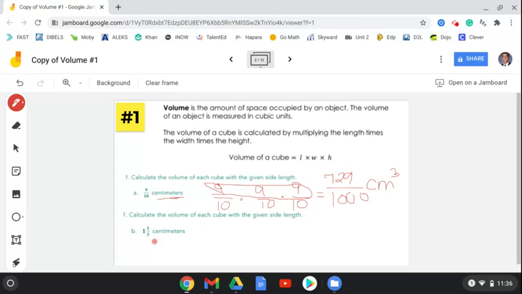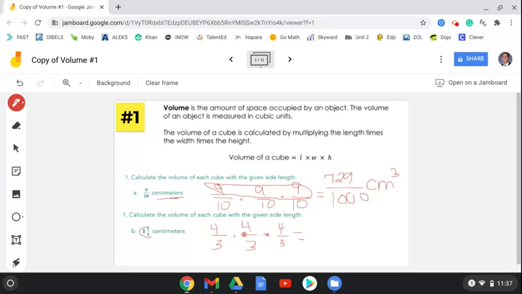Part B here, I have a cube with 1 1/3 length of sides. And so I would multiply 1 1/3 times 1 1/3 times 1 1/3. And if I multiply mixed numbers, I need to first use the C method to make them improper. So if I make 1 1/3 improper by using the C method, I would get 4/3. That's the length, 4/3 the width, 4/3 the height.